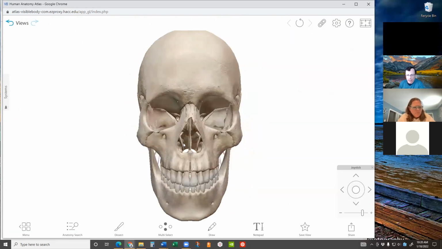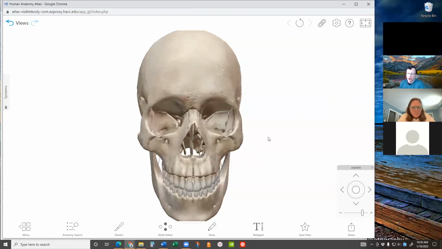Okay, I got a little ahead of myself there, but go back and adjust your software so you have a nice image of the skull like this. Any questions or problems?